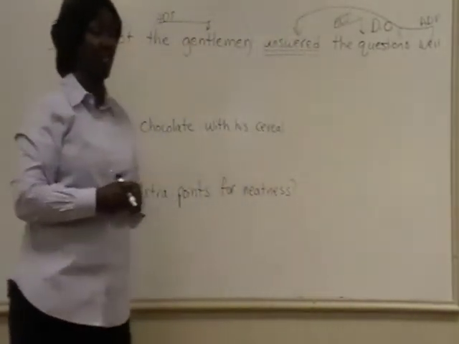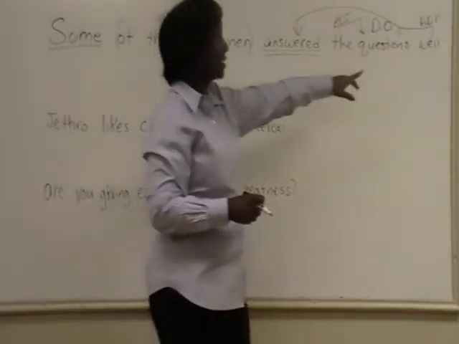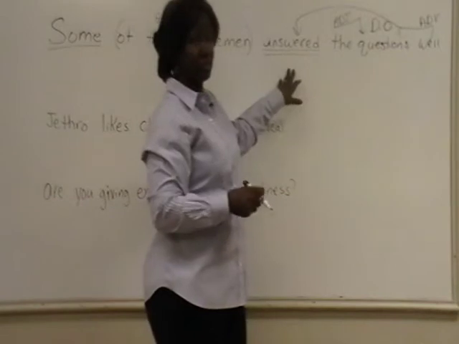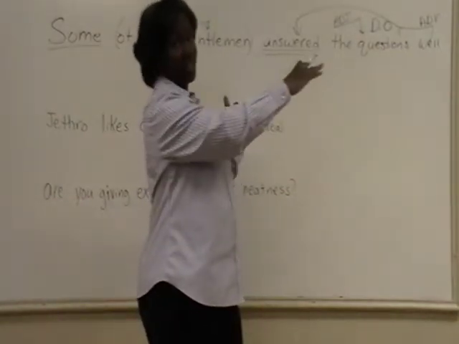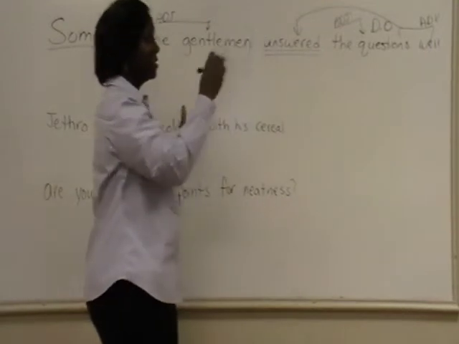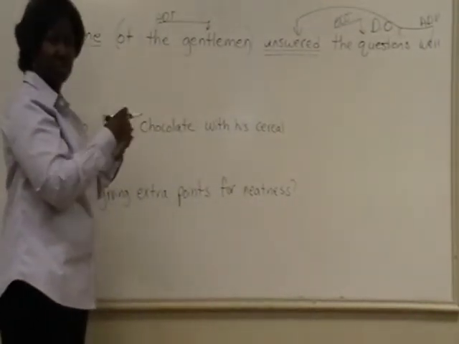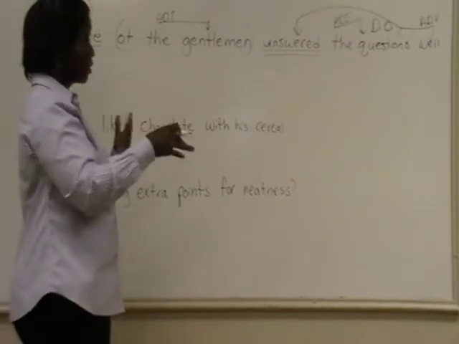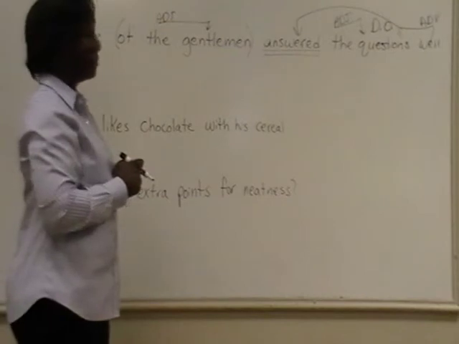So when I diagram this, remember that anything that's describing something or modifying something is going to go under the thing it's describing or modifying. Everything above the baseline is basic sentence pattern: subject, verb, direct object; subject, linking verb, predicate nominative; subject, linking verb, predicate adjective; subject, verb. But anything under the baseline is going to be those words that are describing.